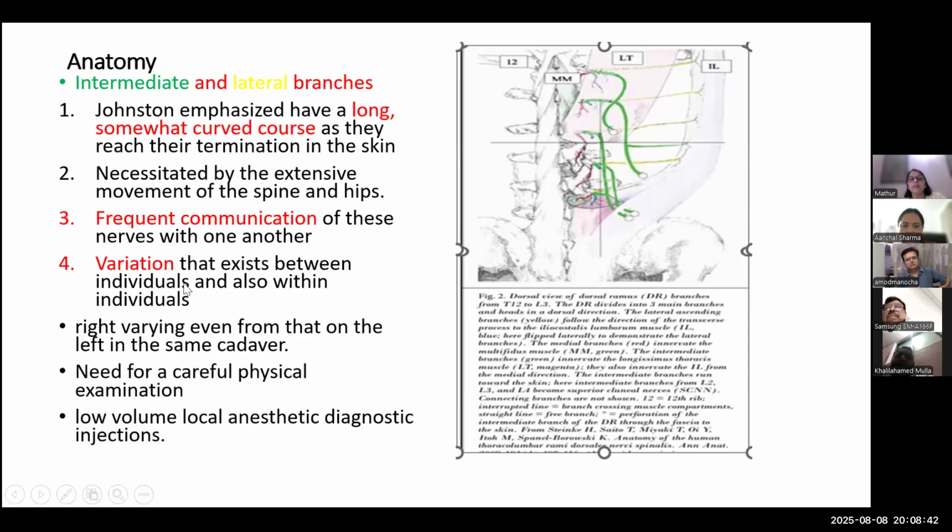And also there is a variation that exists between individuals and also within individuals. It has been seen that the right can vary even from that on the left in the same cadaver. So this has actually been seen. Therefore, there is a need for a careful physical examination and also low volume local anesthetic diagnostic injections that would be required.